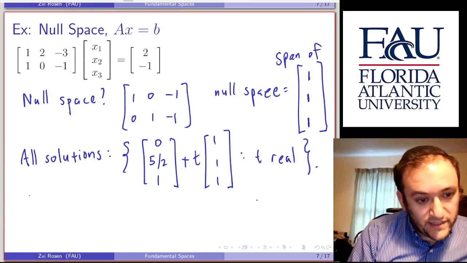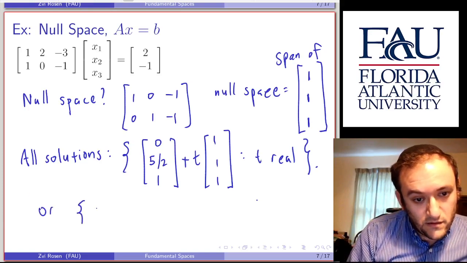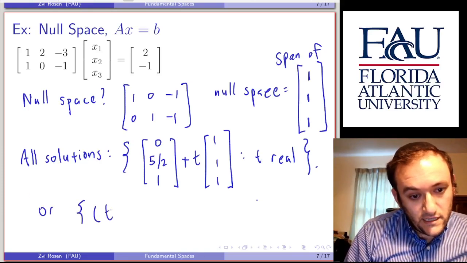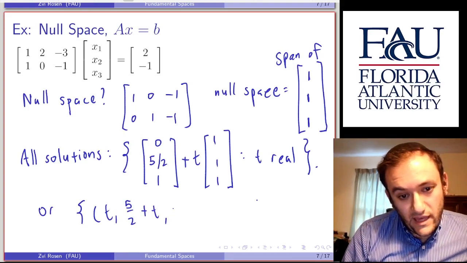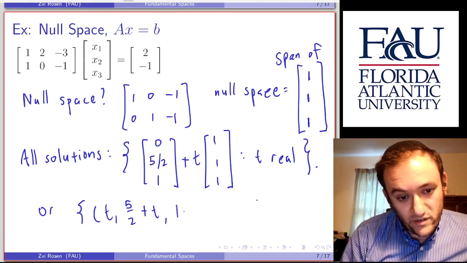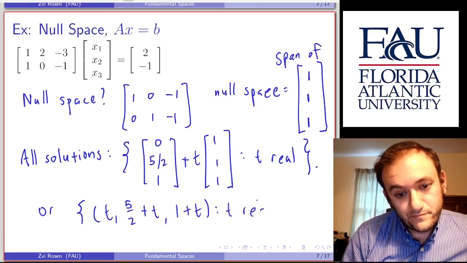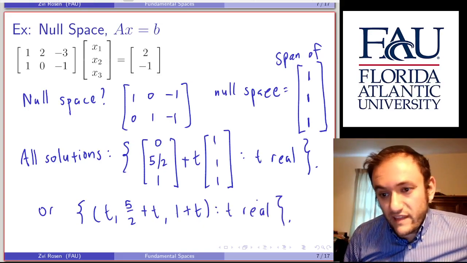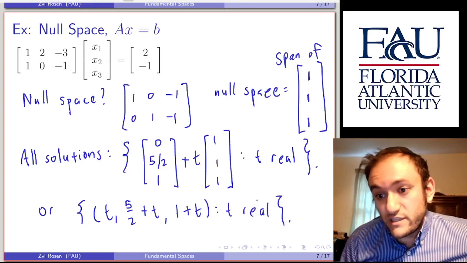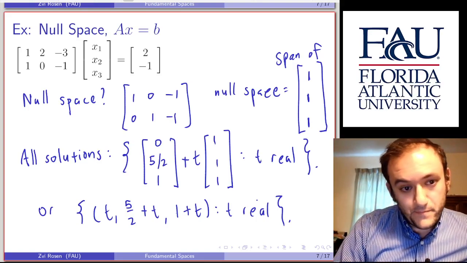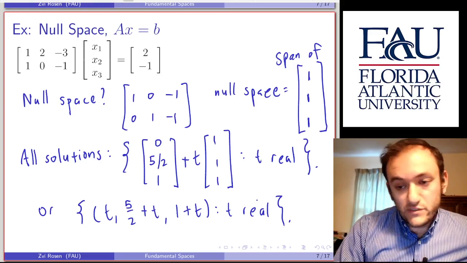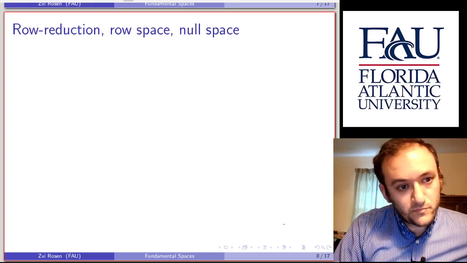Okay, and you can also write this as t 5/2 plus t and 1 plus t, okay, for t real. Okay, and that would give you the full set of solutions of this matrix by using what we know about the null space, the full set of solutions for this matrix equation.